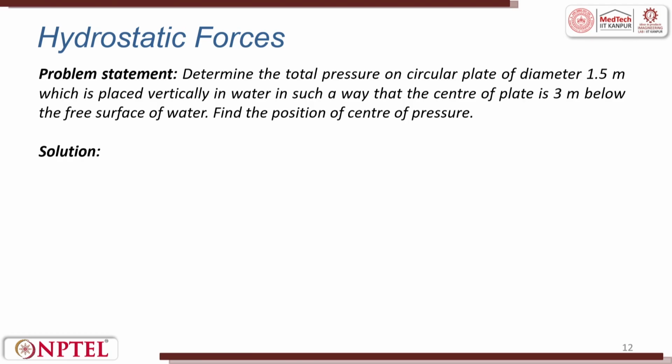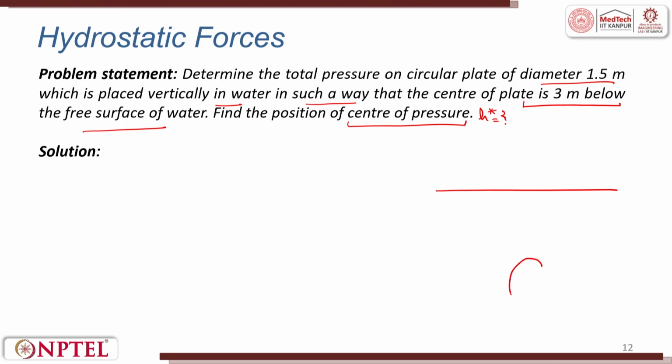And before that, let me read the statement. Here itself I will draw that diagram. It says, determine the total pressure on a circular plate of diameter 1.5 meter which is placed vertically in water in such a way that center of plate is 3 meter below the free surface of water. Find the position of center of pressure, that is h star is to be found. It says a circular plate is placed below water, that is, for instance, here we have water down here and we have a circular plate here.